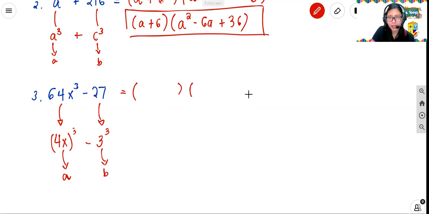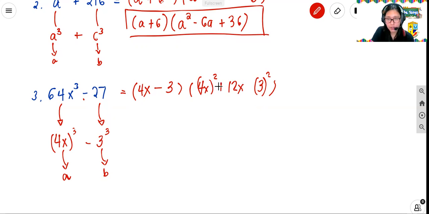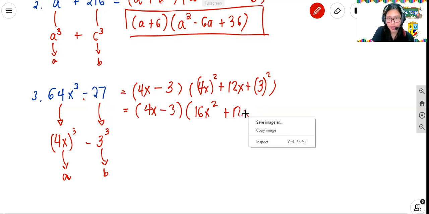If we now put that in the pattern of our factors, a is 4x, b is 3. We have minus here, so I'll put minus in the first factor. And then the square of a, so we have 4x squared, and then the square also of b, so 3 squared, and then the product of 4x and 3, which is 12x. Since it's minus, it has to be plus and plus here. So simplifying the factor further, we have 4x quantity squared is 16x squared plus 12x.